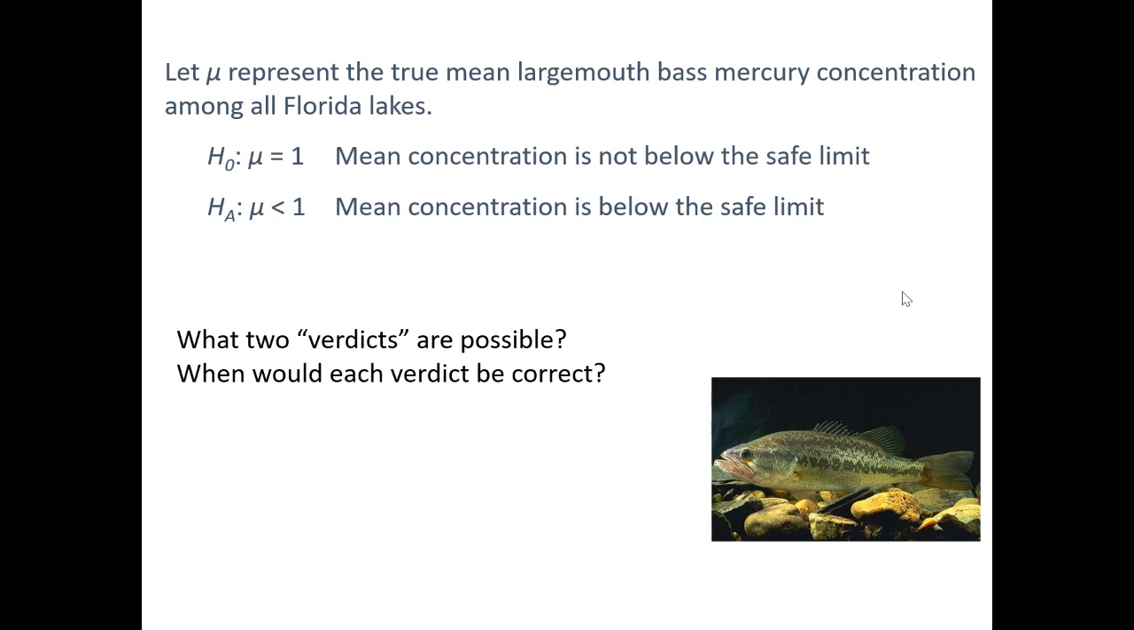All right, so here we're measuring the amount of mercury in the fish. So that's a numeric quantity, so it'd be relevant to test the mean. The mean mercury concentration among all largemouth bass in Florida lakes.